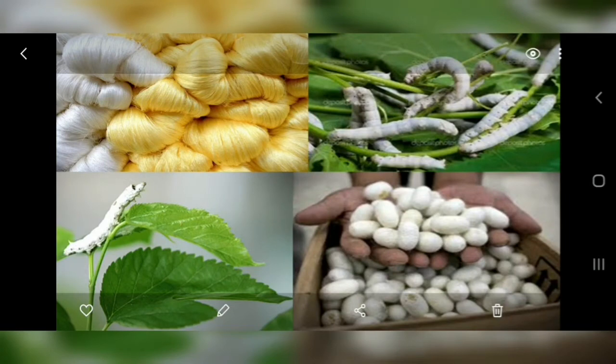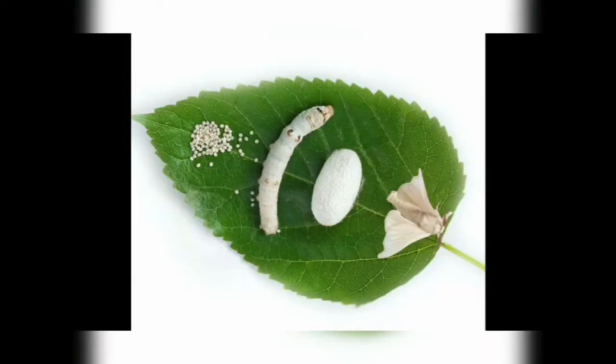Silk is the secretion of the silk moth. Silk is obtained from the cocoons of silkworms, which feed on the mulberry leaves. Silkworms live for a very short time, only about 2 months. During this period, they pass through 4 stages of development. They are eggs, caterpillars, cocoon and adult moth. These stages are called the life cycle of silkworm.